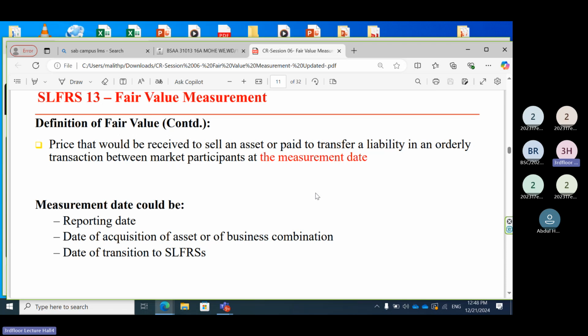Some companies, they can do their own bookkeeping, right? If they then transfer that to SLFRS and LKAS, at that point, they have to do a fair valuation, right? So if it is so, we have to use that date. And then date of acquisition of asset or business combination. If you are having a business combination, as at that date, otherwise it may be a reporting date. It may be a transaction date. So then you need to get the fair value as of the reporting date. Right?